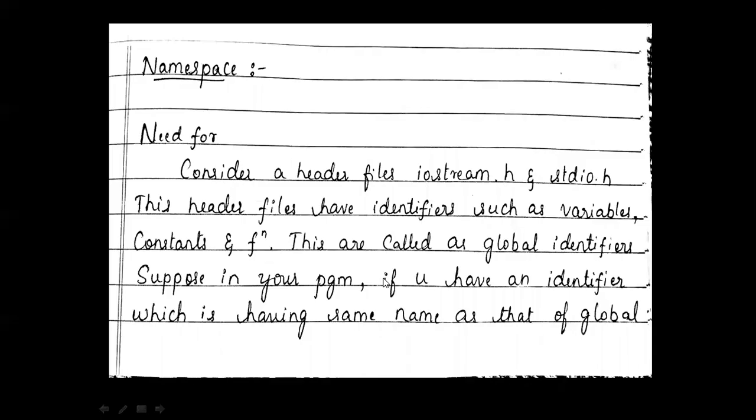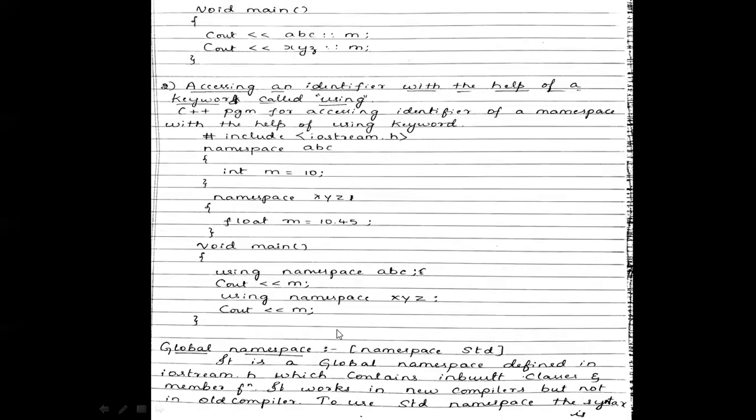So far what we covered, in header files there will be global identifier. So in your program, if you have an identifier having same name, it leads to redefinition of identifier. The solution was to use namespace. So the value of the identifier is local to the namespace. Using two ways you can access the value of the identifier using namespace. First one is with the help of scope resolution operator, going to the namespace and taking the corresponding identifier value. Second one with the help of using keyword.